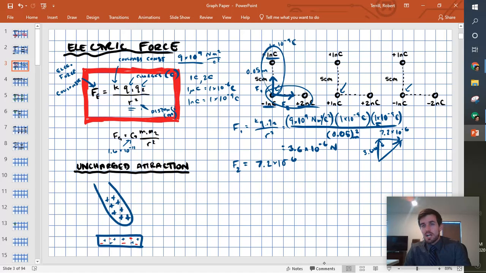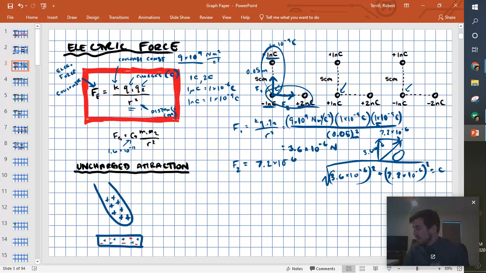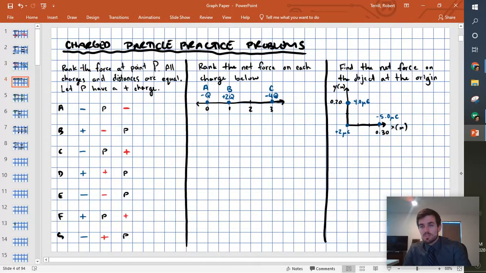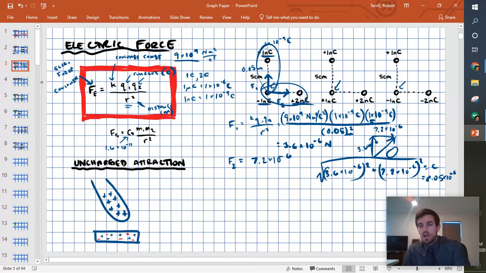If I want to find the actual net force, I just need to find this value here, which is going to be 3.6 times 10 to the negative sixth squared plus 7.2 times 10 to the negative sixth squared. That whole thing square rooted. That will give me the value of C, my hypotenuse. And when I did this, I got 8.05 times 10 to the negative sixth coulombs. Oh no, that's not good. So there we go. There's the work for that particular problem.